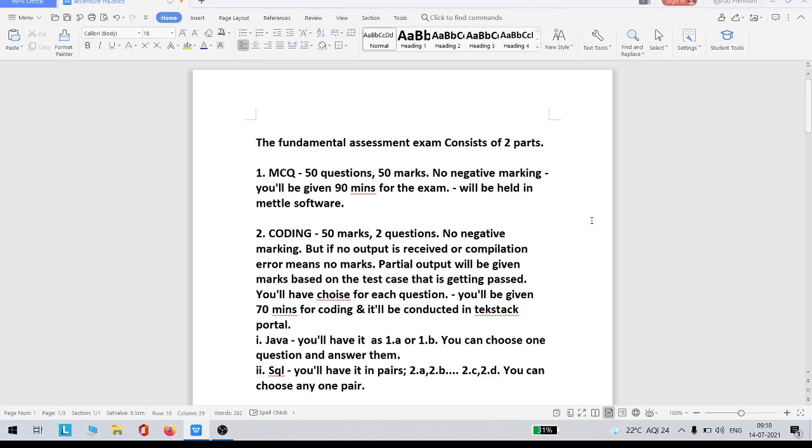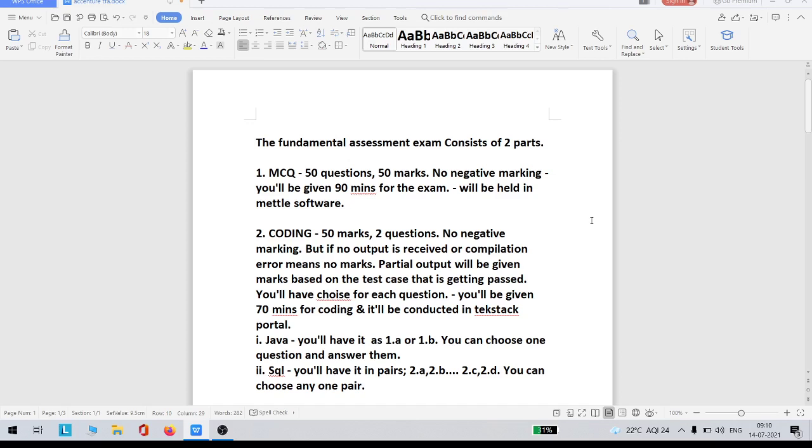If you solve that question completely, if all the test cases pass, you will be given full marks, that is 60 marks for that question. If it only passes the partial test cases, then you will get the partial marks allotted for those test cases. Okay, that is what Java is. You will be given two questions and you have to solve one question.